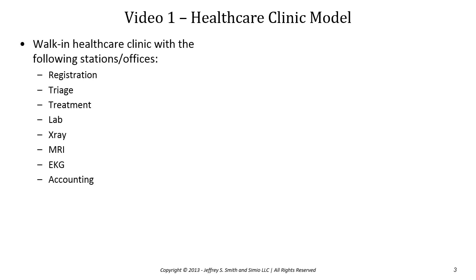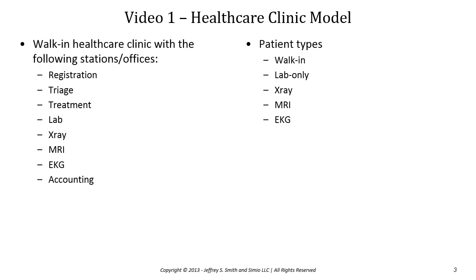In the first video of this module, we'll be looking at developing a model of a simple healthcare clinic. And in our healthcare clinic, we have the following stations, offices, machines, however you want to think about it. There's a registration location where patients come in and register within the clinic, triage where patients are evaluated, treatment room or office where patients are treated, laboratory service where they go and have blood work, etc., an X-ray, an MRI, an EKG, and an accounting office where people go to pay and deal with the insurance matters.